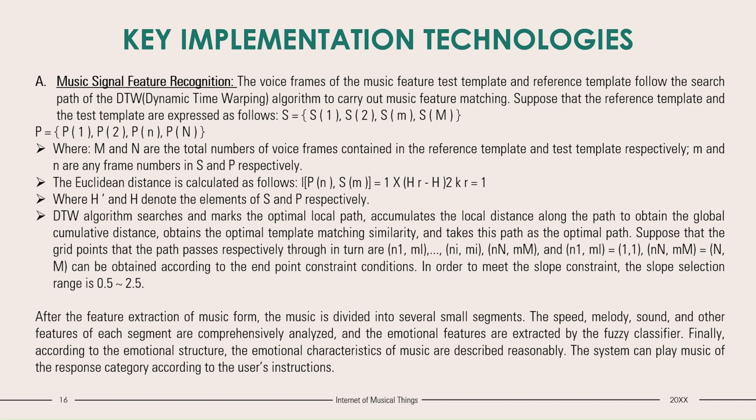Here, S and P refer to the feature test template and reference template, where M and N are the total number of voice frames contained in the reference template and test template respectively. Small m and small n are the frame features in S and P respectively. The Euclidean distance is calculated as follows: d(P(n), S(m)) is equal to the sum over k equals 1 of (h minus h') squared.